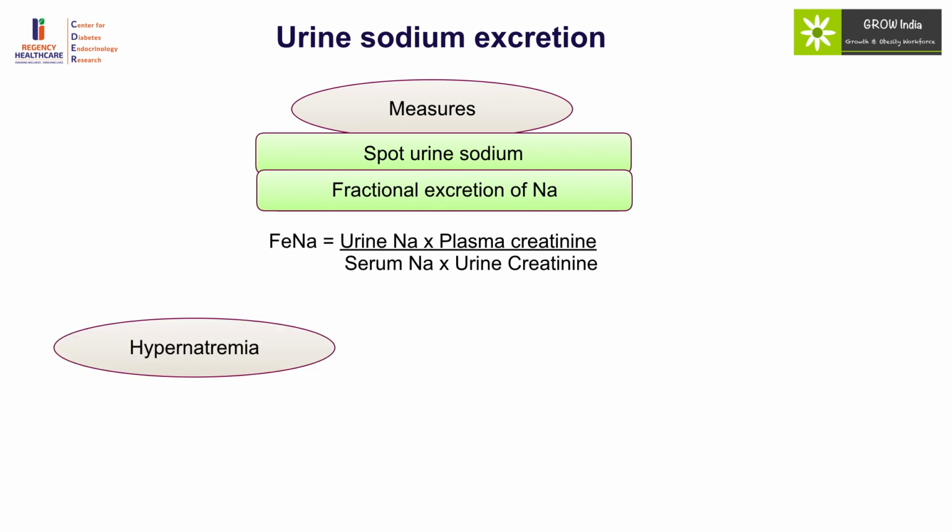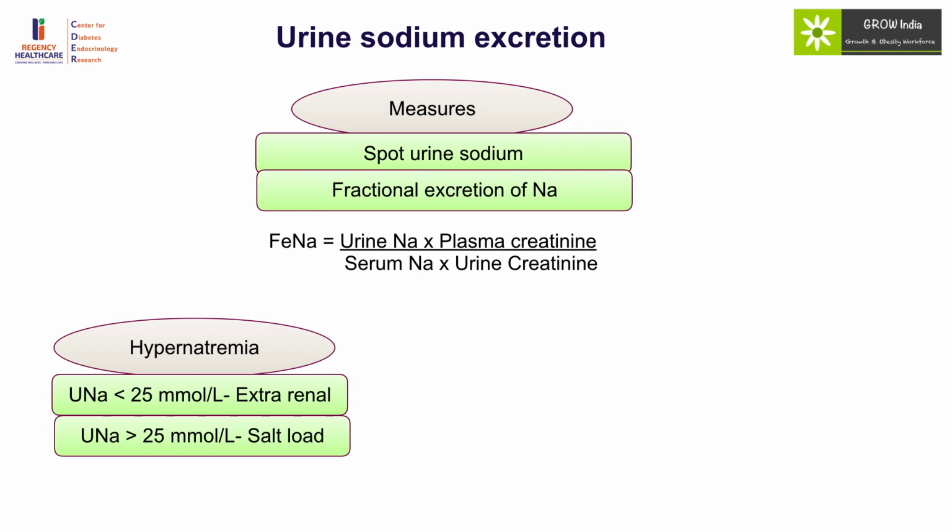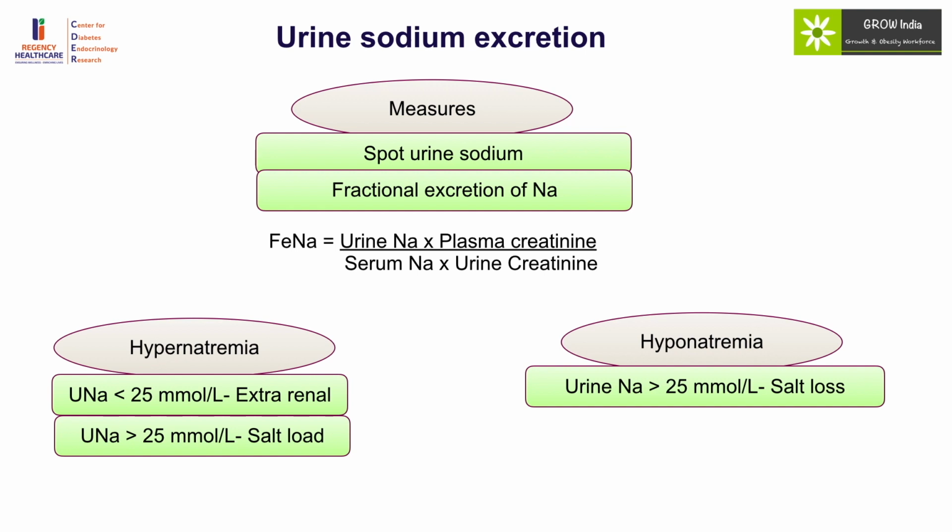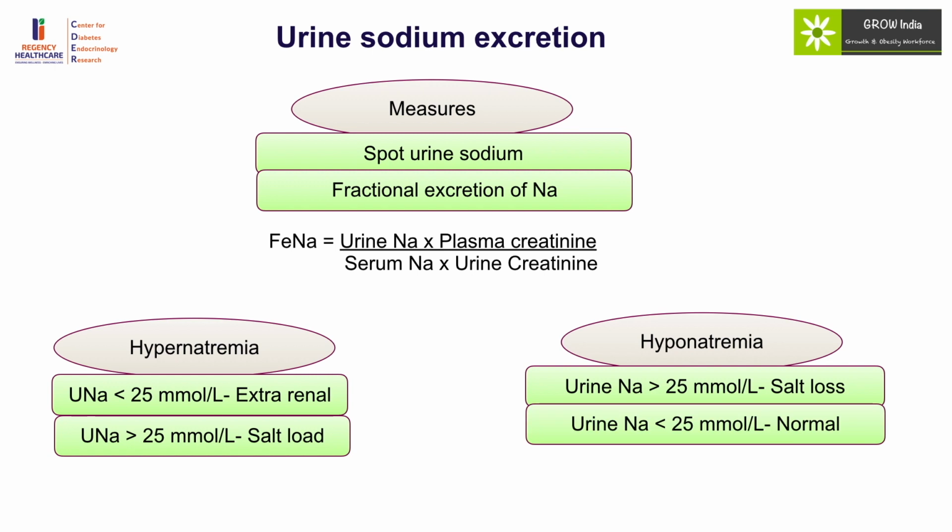In the setting of hypernatremia, if the urinary sodium is low, it means that there is an extra renal cause, while if the urinary sodium is high, it indicates salt load. In hyponatremia, if the urinary sodium is inappropriately high, so there is a concentrated urine in a setting of a dilute blood, it means either salt loss or SIADH, while a low urinary sodium is normal and typically means an extra renal cause like diarrhea.